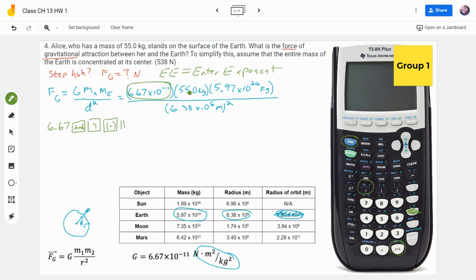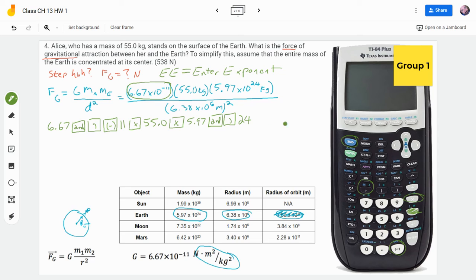So now we have to multiply this by 55.0. So multiplication button, just that guy. 55.0. And then we've got to multiply by 5.97 times 10 to the 24th. So another multiplication. And then 5.97. And then I have to hit second again, and then the comma button, and then 24. So this isn't negative 24. This is just 24. So you do all that. If you do all of these buttons, that gets the numerator done.